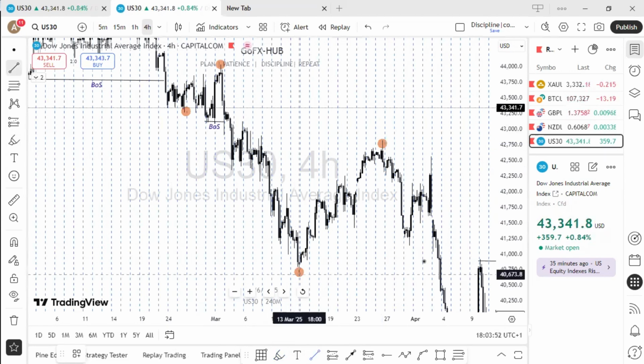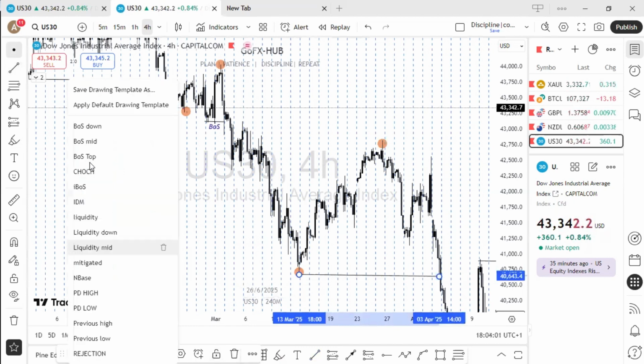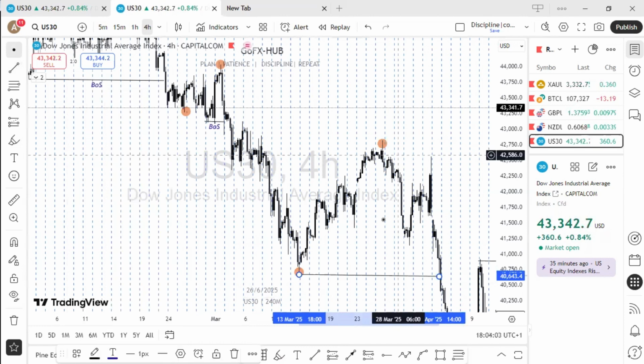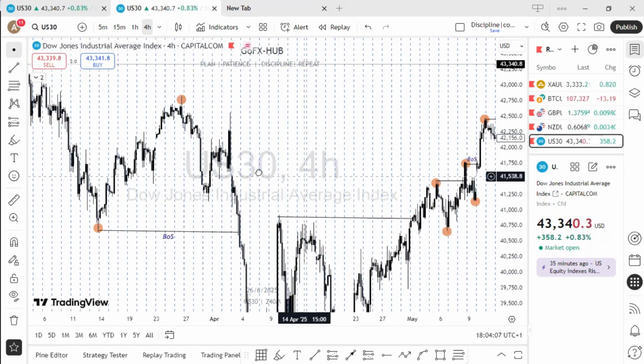It broke the structure downward. It is downside. It broke the downward to the downside. So are we getting it? All right, good.